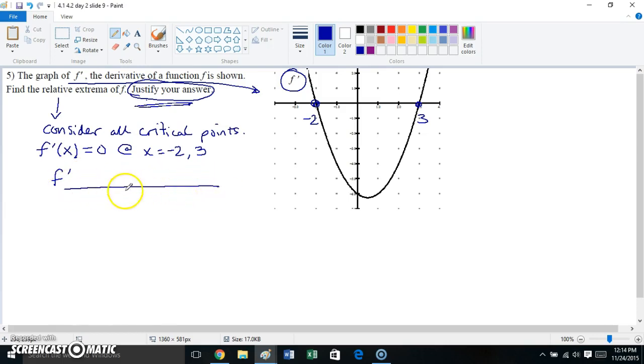Okay, organizing my thoughts through a sign pattern number line. I know the derivative is 0 at negative 2 and at positive 3. I know the derivative is positive to the left of negative 2, therefore my function is increasing. I know the derivative is negative in between negative 2 and 3, therefore my function is decreasing. Positive to the right of 3 for my derivative, so my function is increasing.